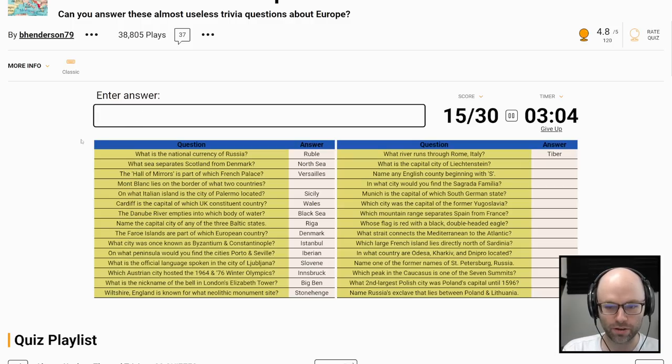Name any English county beginning with S. Suffolk. In what city would you find the Sagrada Familia? Barcelona. Munich is the capital of which South German state? I know it's not, but never mind. I thought Bavaria was East German. I thought it was East German.